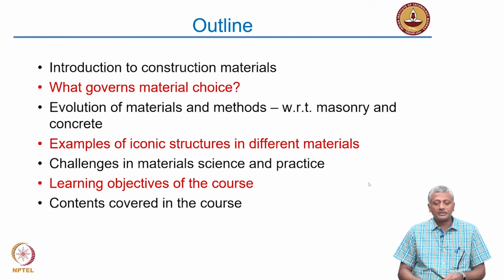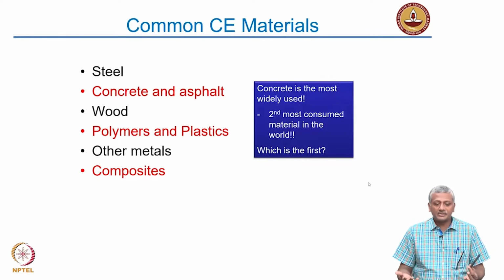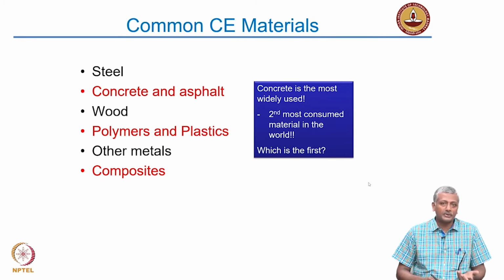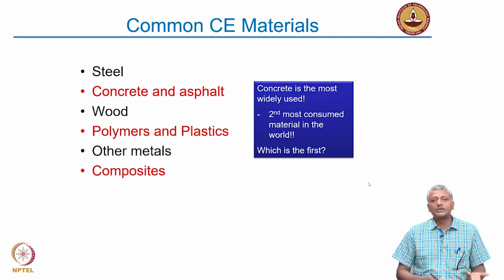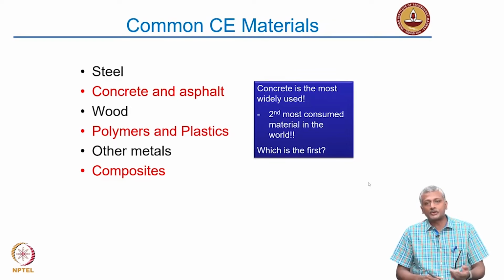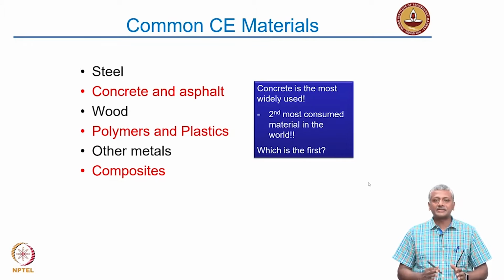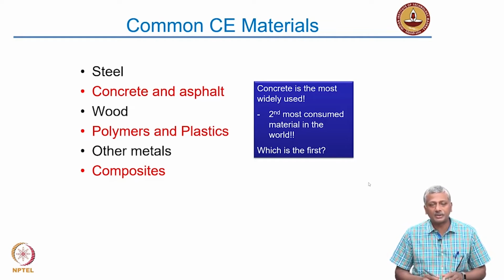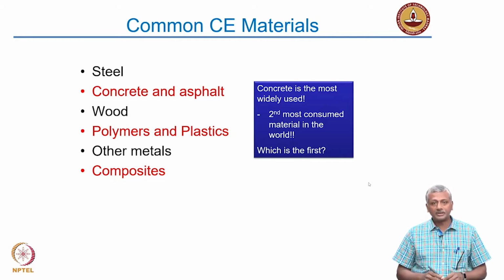Alright, so let's begin with what are construction materials. Obviously, these are materials used for construction, and these cover a range of materials starting from steel, concrete and asphalt, wood, polymers and plastics. There are other metals that are used in construction, and composites. Please note here that I have not included soil. Truly speaking, soil is also a construction material, but we deal with soil entirely as a subject in geotechnical engineering. So, I am not really touching upon that particularly here.